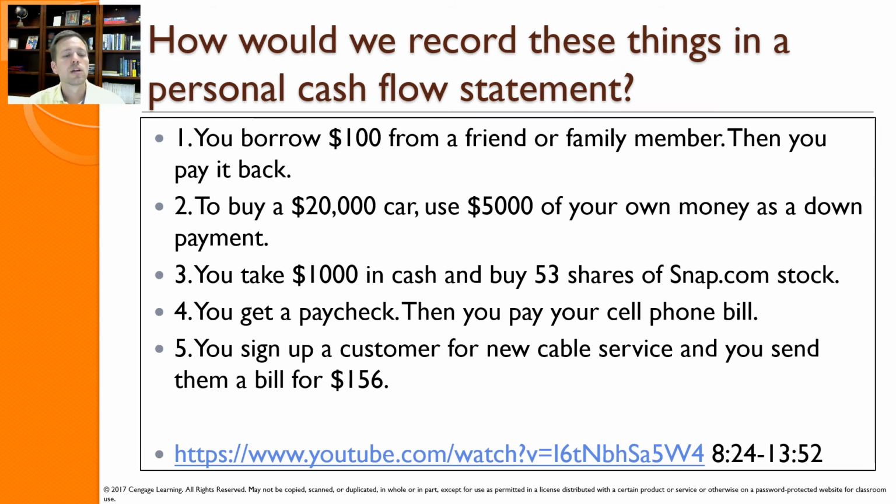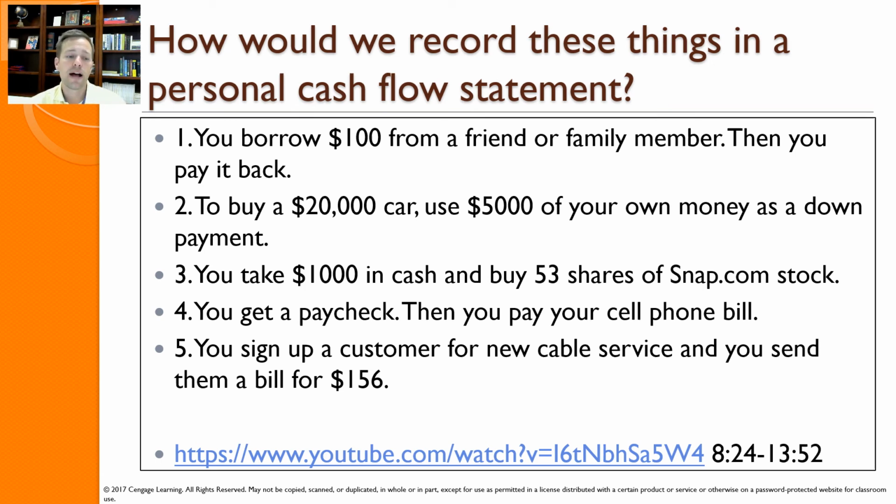All right. You get a paycheck, then you pay your cell phone bill. Inflow, outflow, neither, or both. It's both, right? The paycheck is inflow, paying the bill is outflow. And we don't know the relative size of those. We can assume and hope that the paycheck is bigger than the cell phone bill, which would indicate that the net cash position after these two transactions went up, but that information is not given to us here. What we know is that there are 2 transactions, an inflow transaction and an outflow transaction.